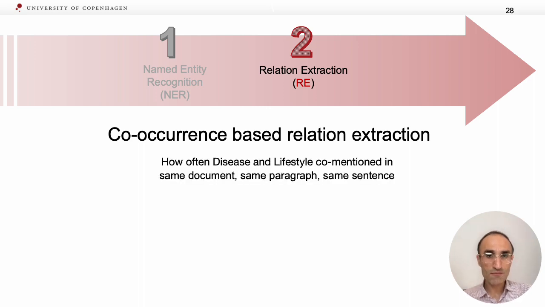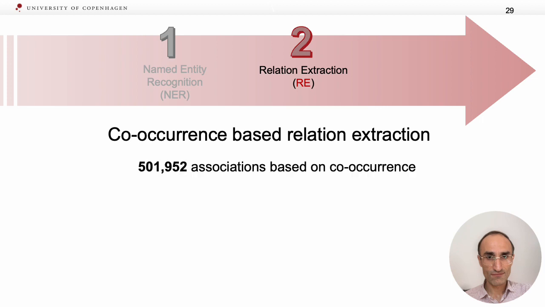The co-occurrence-based approach simply counts if a pair of disease and lifestyle are co-mentioned in the same context, let's say the same sentence or paragraph or document, and counts these co-mentions. Using this simple approach, we were able to find more than 500,000 associations between disease and lifestyle factors.